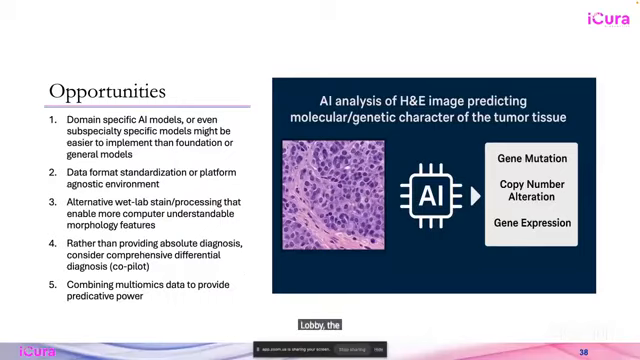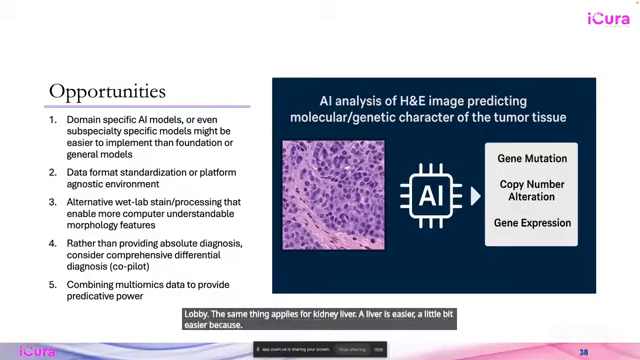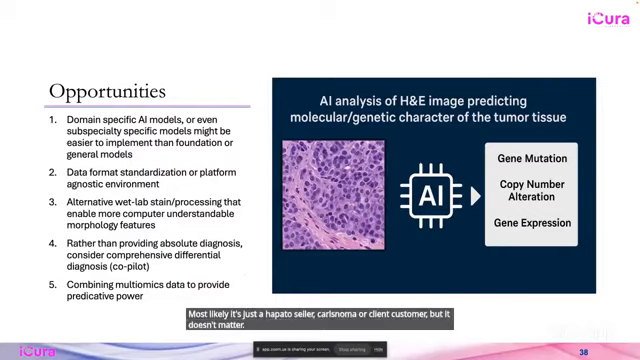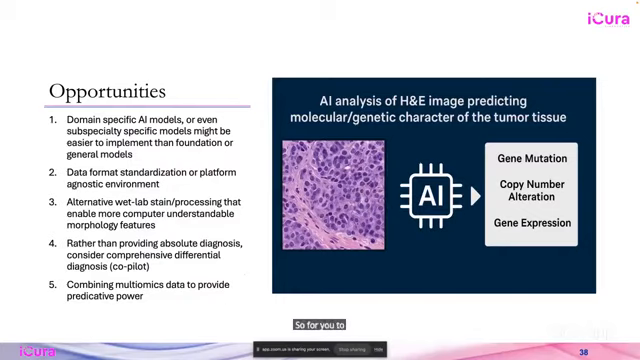The same thing applies for kidney, liver. Well, liver is a little bit easier, because most likely it's just hepatocellular carcinoma or cholangiocarcinoma, but it doesn't matter. So for you to have more accurate, dependable AI, it's more likely going to work out faster and less costly if you design it for a particular indication. That's why Paige AI's prostate diagnostic algorithm just got approved by the FDA. I believe it's 2024, right? You can show that later.